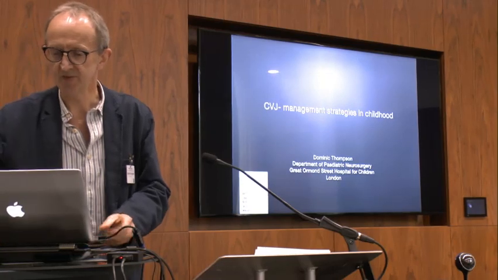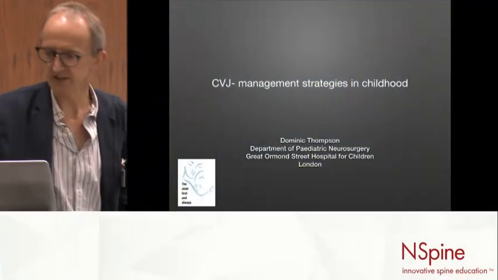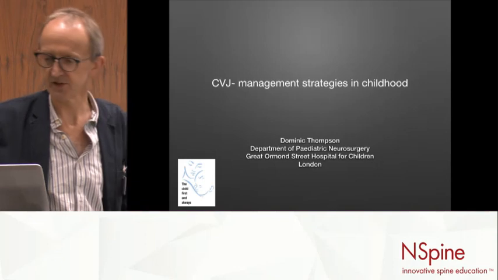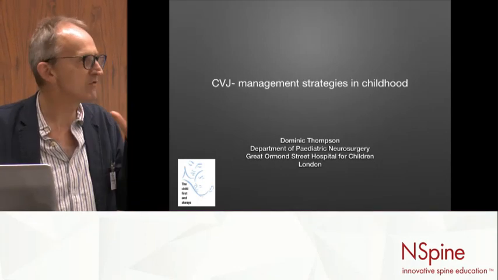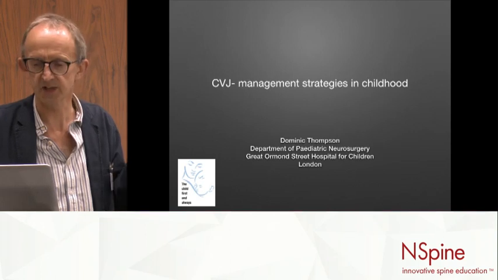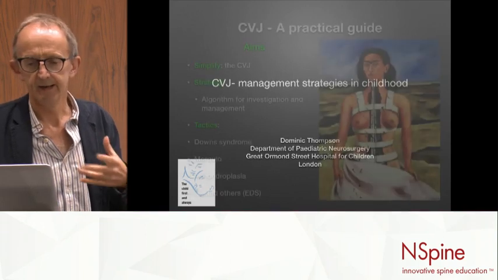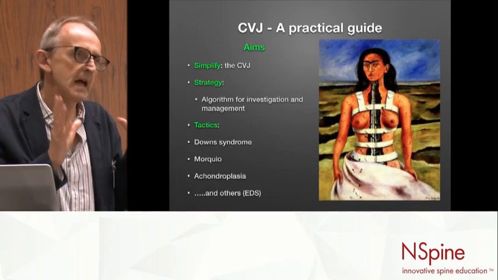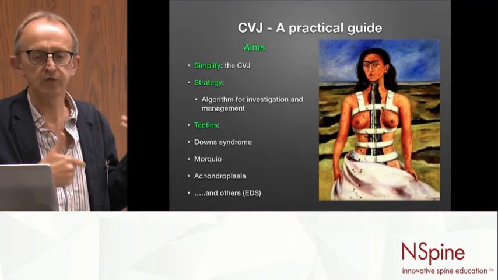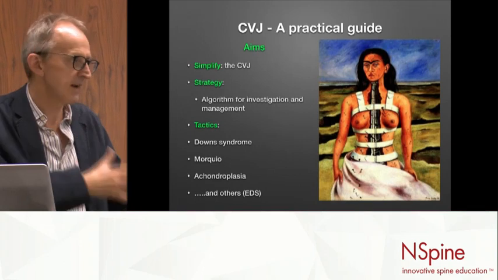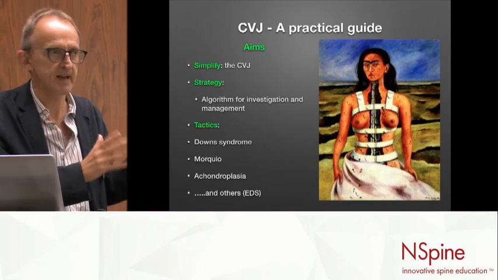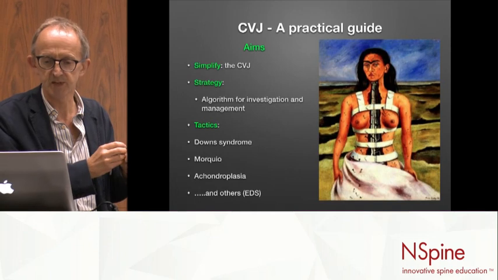Okay, it's very difficult to squeeze the entire CVJ in childhood into 15 minutes, but I just really thought I'd try and give a little bit of an overview and highlight through some conditions an algorithm by which one can try and simplify the craniovertebral junction first of all, because I think that complexity that you've just heard about doesn't have to be as bad as it is sometimes perceived.